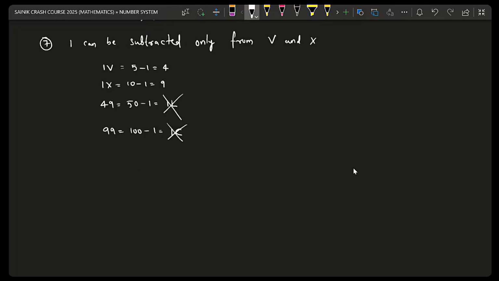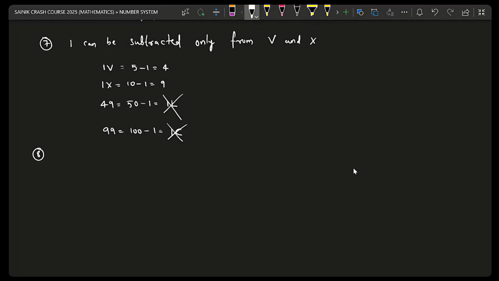Because we have the clear rule, that I can be subtracted only from V and X. Can we subtract it from L? No, that's why it is wrong. Can we subtract from C? No. Similarly, I cannot write 499 as ID because I cannot be subtracted from D. Similarly, I cannot write 999 as IM because I cannot be subtracted from M. So this is the first rule on which letter can be subtracted from which one.